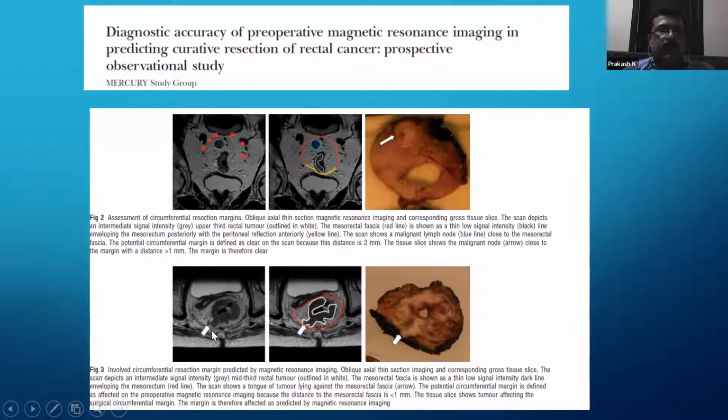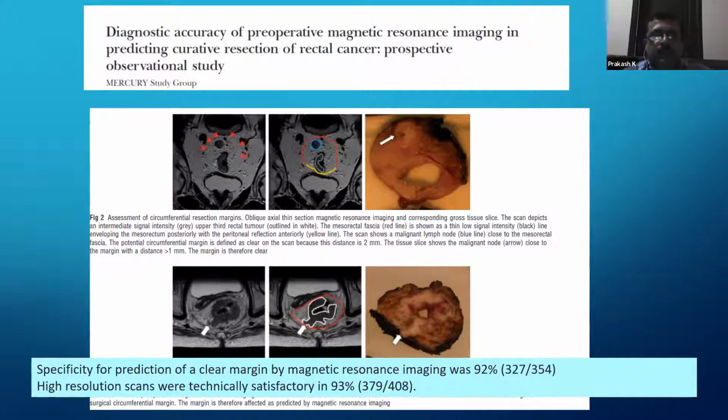Similarly, in this picture, these are the pictures from the original publication. You can see that sometimes the mesorectal involvement can be outside the rectum and coming up to the circumferential margin. If you draw the circumferential margin and find that your margin is incomplete, we should select these patients and send them for chemoradiation upfront, so that your results are better. And the specificity of prediction of a clear margin by MRI in this pilot study, when the MERCURY trial started, was close to 92%, and the high resolution scans predicted the postoperative biopsy by 93%. So that's very impressive data.